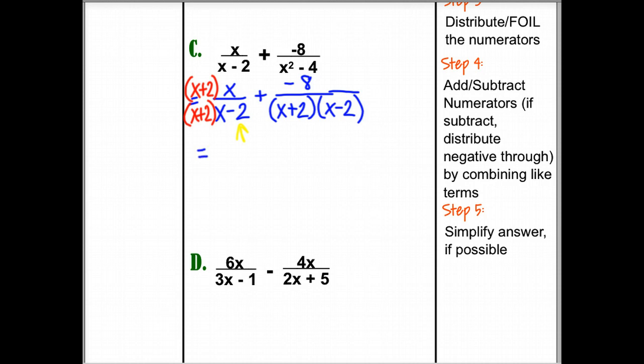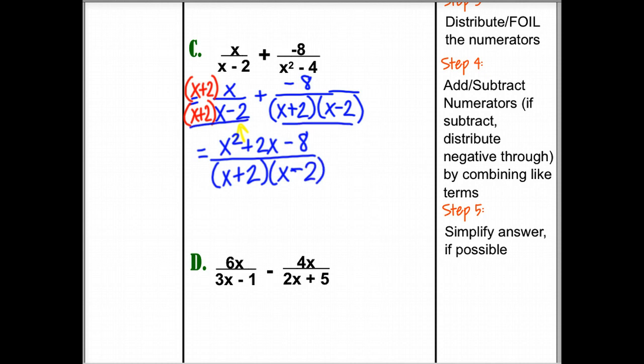So I have here x squared plus 2x, and that is also plus a negative 8 or minus 8, and that is over x plus 2, x minus 2. I got the x plus 2 times x minus 2 because I have that here and here. I got the x squared plus 2x because I distributed this x in here, and then the minus 8 comes from right here.